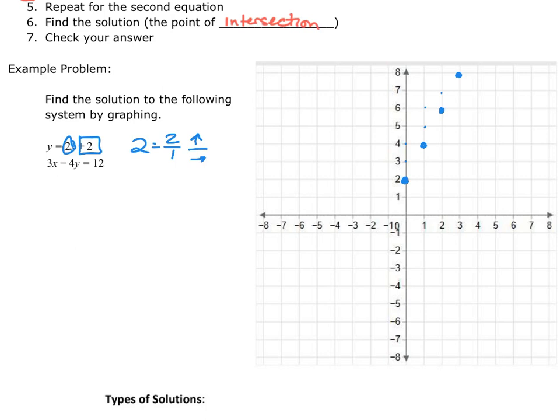Let's see how I do today. Not bad. All right, make sure it extends all the way across your graph, Miss Quigley. You're right. And we're done with the first one.